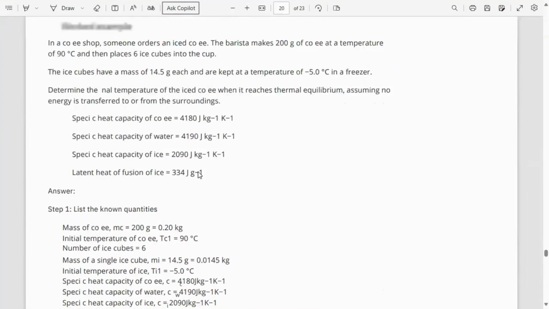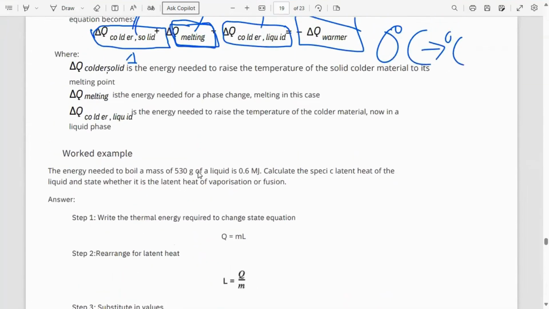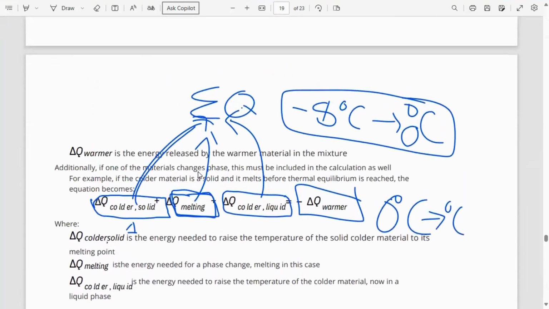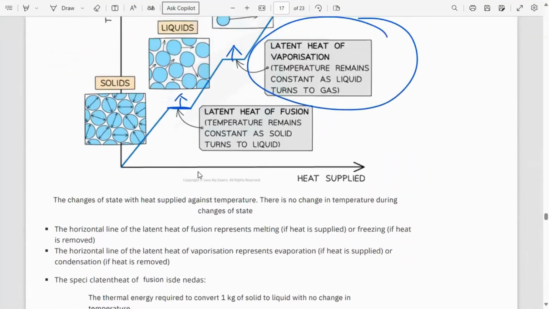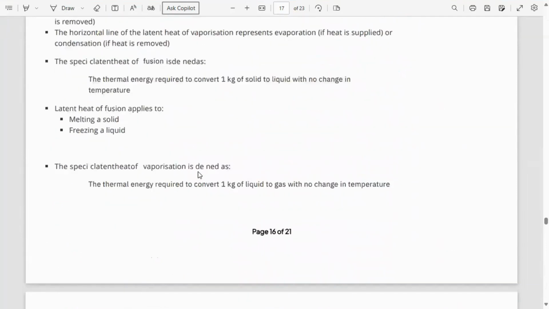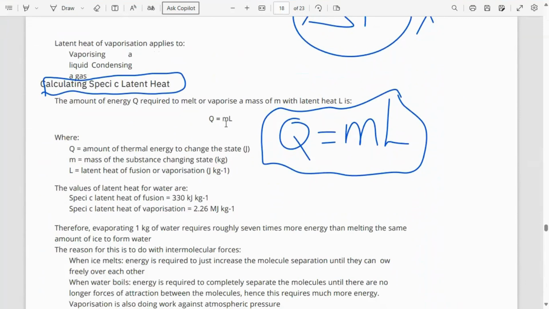On calculation of latent heat, the formula was Q equals L multiplied by M, or M multiplied by L. In that formula, M is the mass of the substance that is changing state. Obviously, this mass should be given in kilograms. L is the latent heat, and Q is the amount of thermal energy involved.